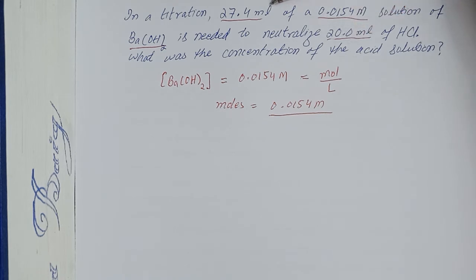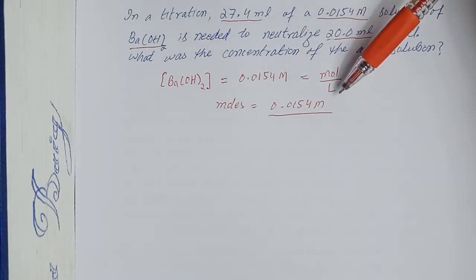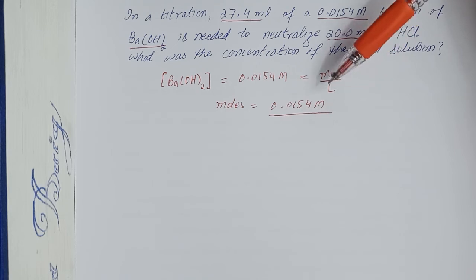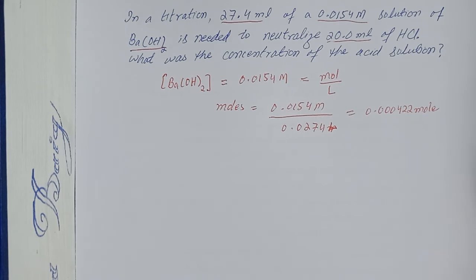So the volume is 0.0274 liter. So if we multiply the molarity with the volume, we can calculate the number of moles of barium hydroxide. So in this way we get 0.000422 moles of barium hydroxide that has been used for the neutralization of the unknown concentration of HCl.